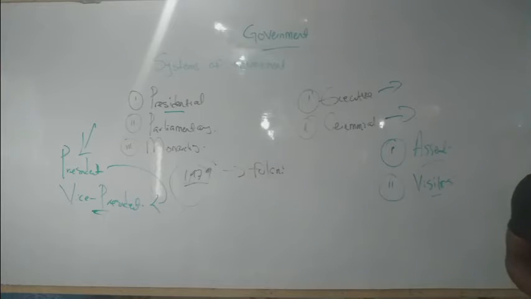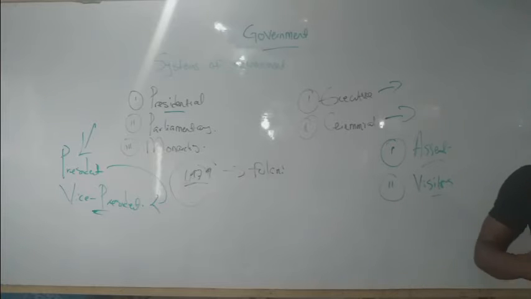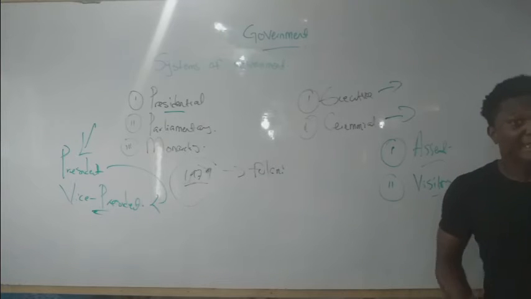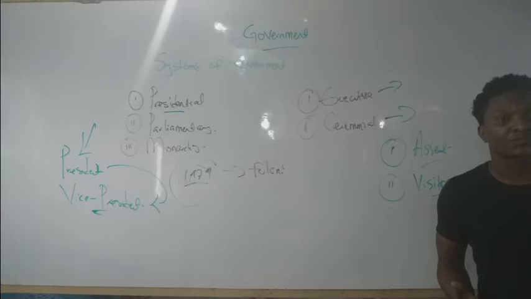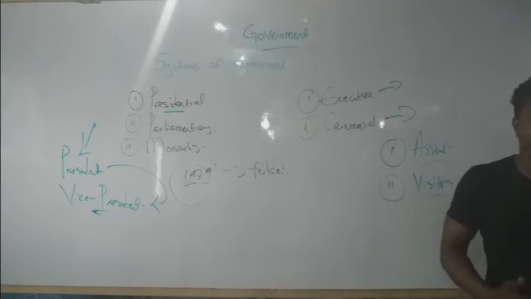Now, I need to say this. A state is a superhuman. The state, just like a human being, interacts. The state makes friends. At the same time, the state can also make enemies.